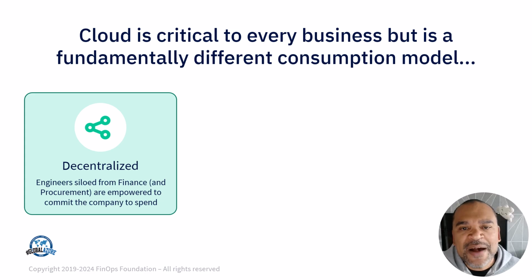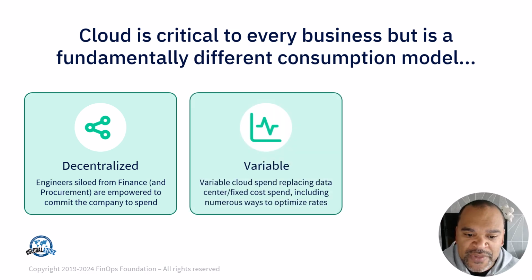Now the purchase is completely decentralized. Instead of having a procurement team purchasing equipment, every developer in your organization, every engineer that has access to create resources, is actually doing purchases. Things have become very granular, instead of having a few people doing big purchases. It's variable: variable cloud spend replacing data center fixed cost spend, including numerous ways to optimize rates. And that's right. Every resource that we deploy in the cloud has its price, and it's variable because we pay for what we use.